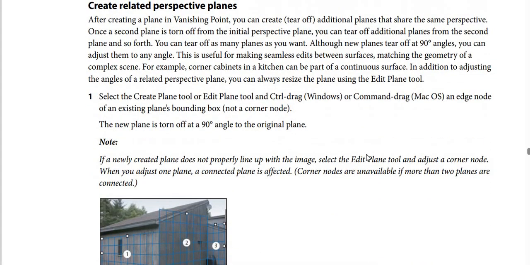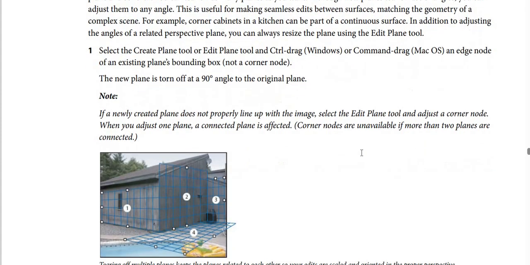Step number 1. You should select the create plan tool firstly, or edit plan tool, and control drag if you use Windows, or command drag if you use macOS, an edge node of an existing plan's bounding box, not a corner node, by the way. And the new plan is torn off at 90 degrees to the original plan. Note again, if a newly created plan doesn't properly line up with the image, you should select the edit plan tool and adjust the corner node.